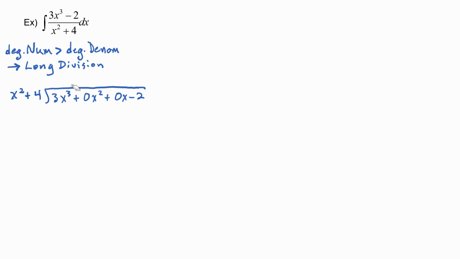then to get to 3x cubed when we have x squared, we will need to multiply times 3x. So 3x times x squared plus 4 is going to give us 3x cubed plus 12x. So that would have to go under the x term here. Then we have to subtract that whole thing. 3x cubed minus 3x cubed goes away. We don't have any x squared term, and we will have a negative 12x, we can bring down that minus 2. Now, because x squared won't go into x, this is actually our remainder. So we know that would be plus a negative 12x minus 2 over x squared plus 4.